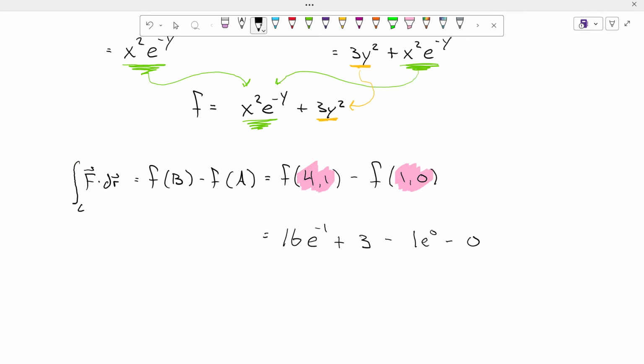And I would probably just leave my answer just like this. Or I could, I suppose, simplify the 1, call this 16 over e plus 2. But I don't really think that simplification is necessary. Again, you could just leave it in the line above.